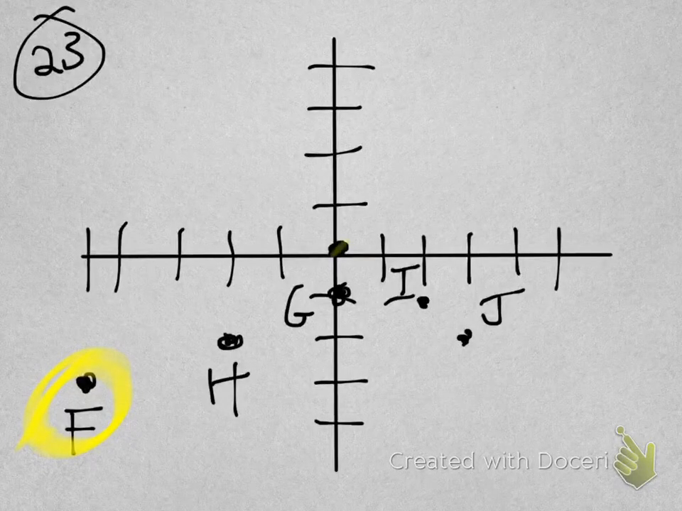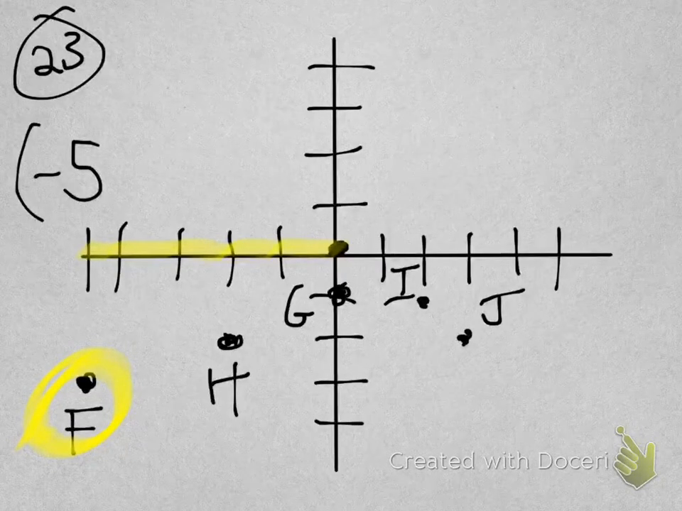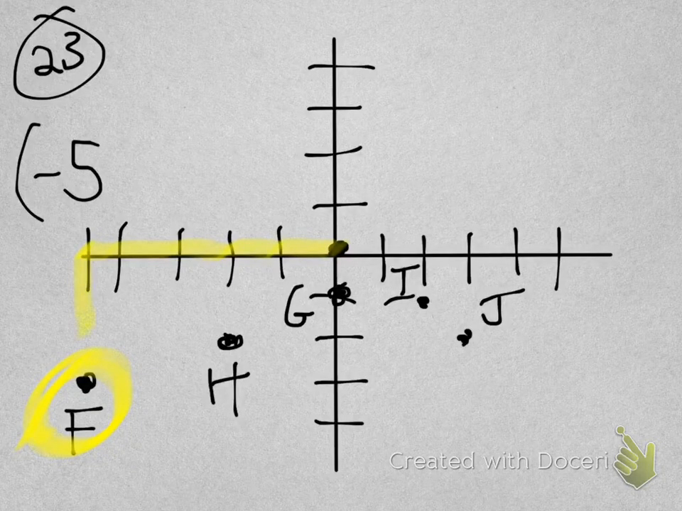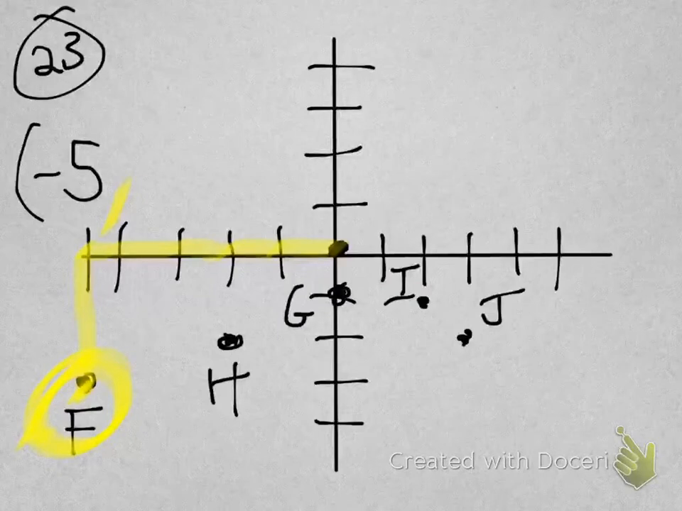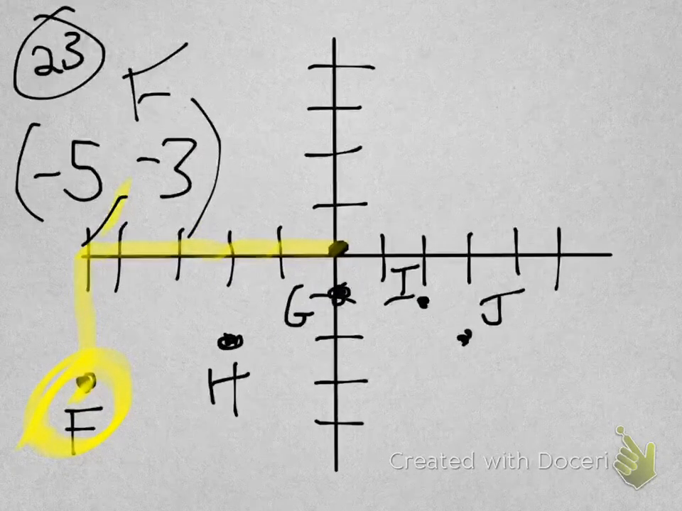1, 2, 3, 4, 5. So that means my x value is going to be negative 5. It's negative because I was going to the left. Then I'm going to go down 1, 2, 3. That means my x value is negative 5. My y value is negative 3. So f is going to be at the coordinates negative 5, negative 3.